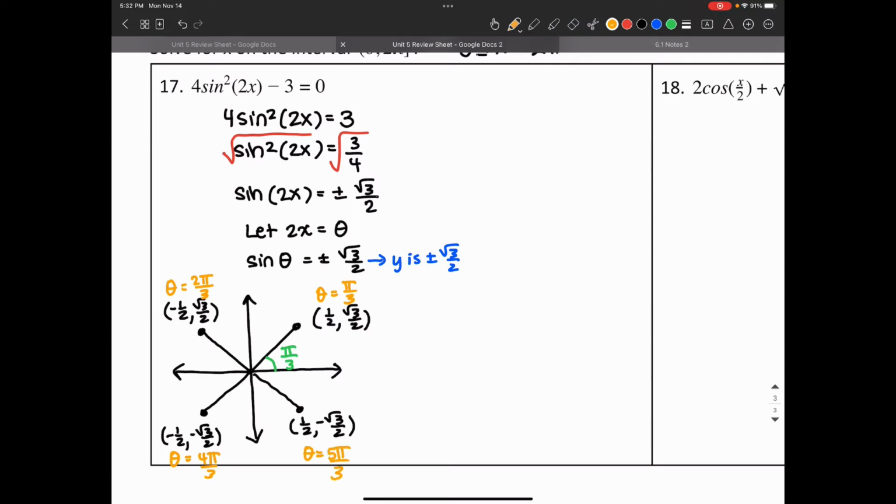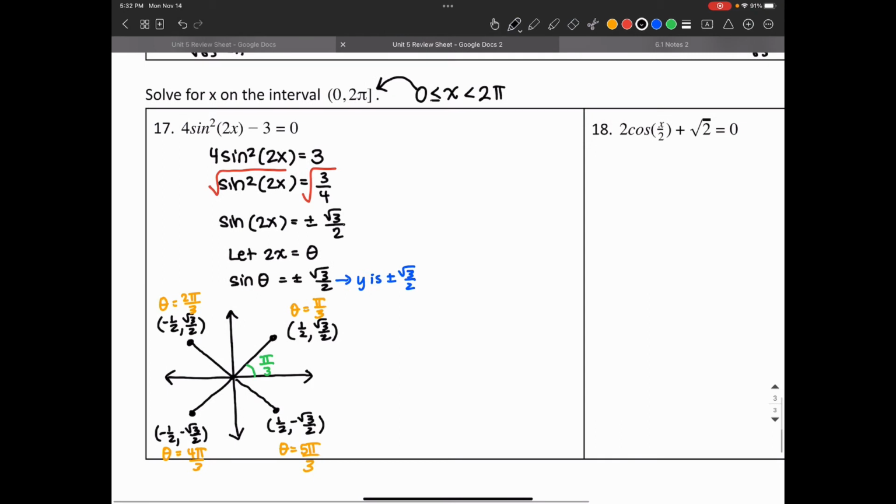And then from there, I have to think about the interval for what theta will be, because I made a visual for a different variable that I created. I said theta was equal to 2x, and I want to know what is the interval for 2x. So I start with the interval that was given to me for x, and I want to know for 2x.